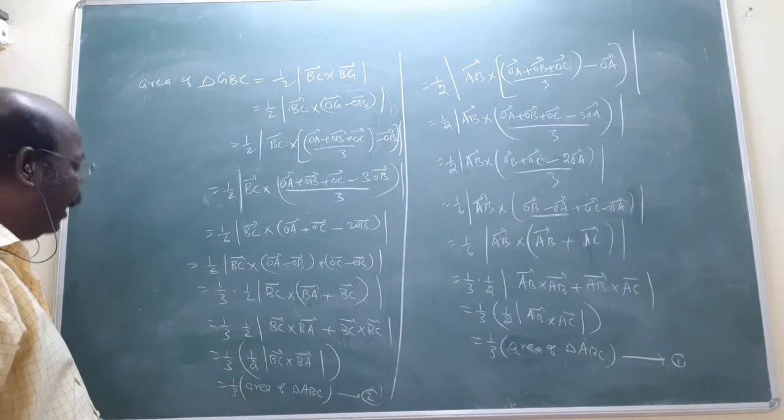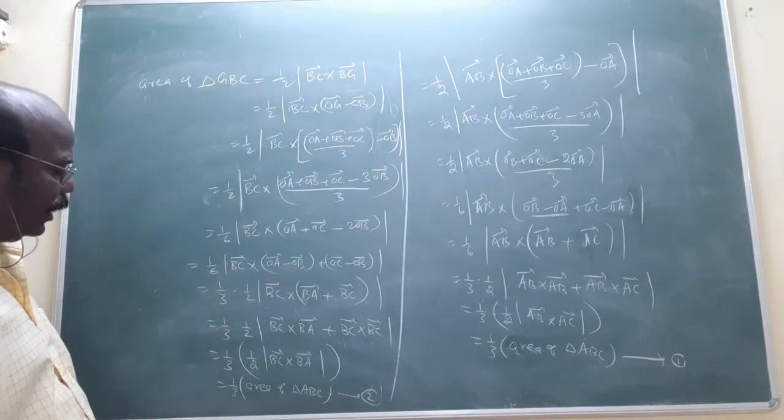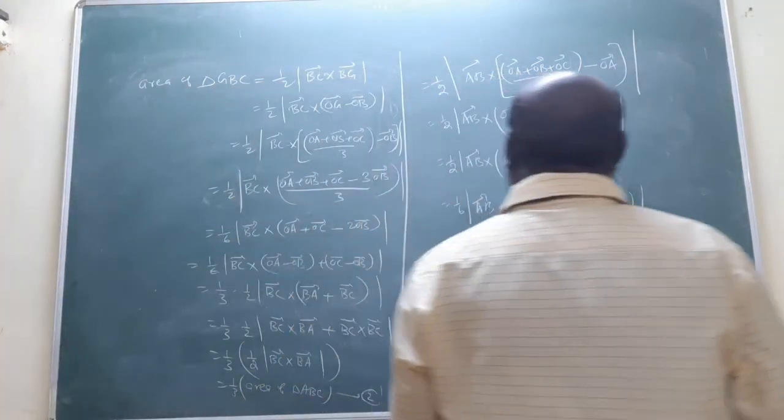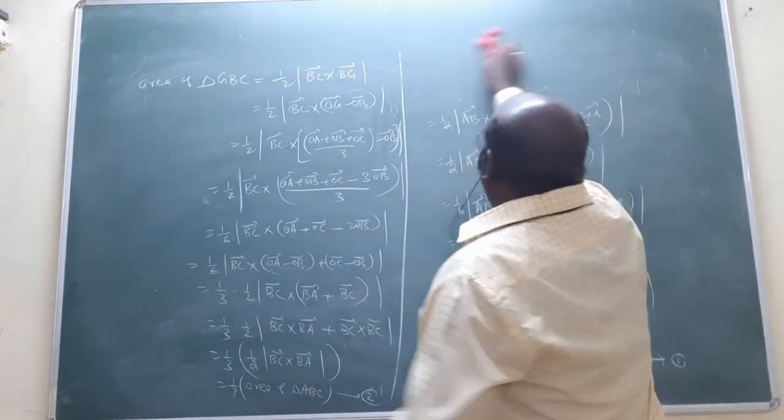Next, similarly we can prove the third part. The same answer is perfect. From 1 to 3, we get the answer. That's all. Lengthy process, but simple concept.